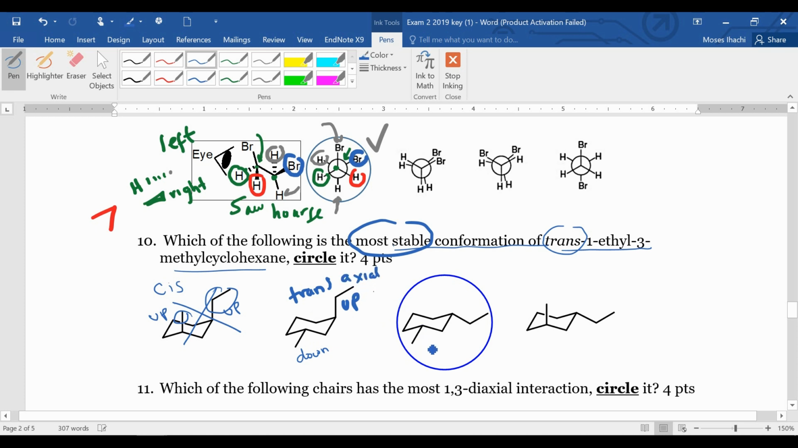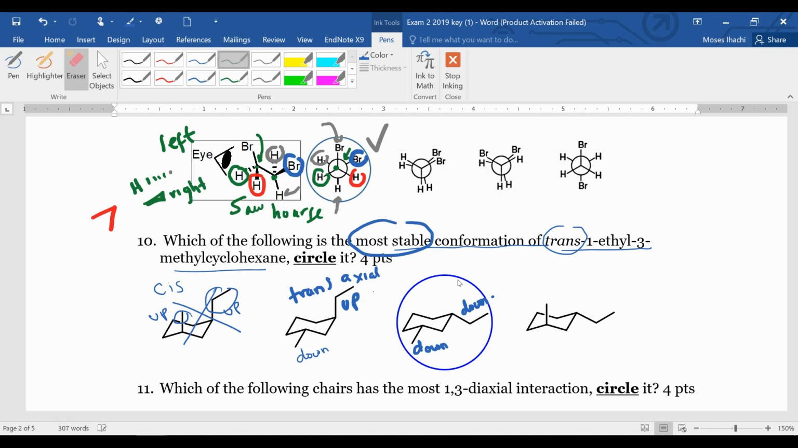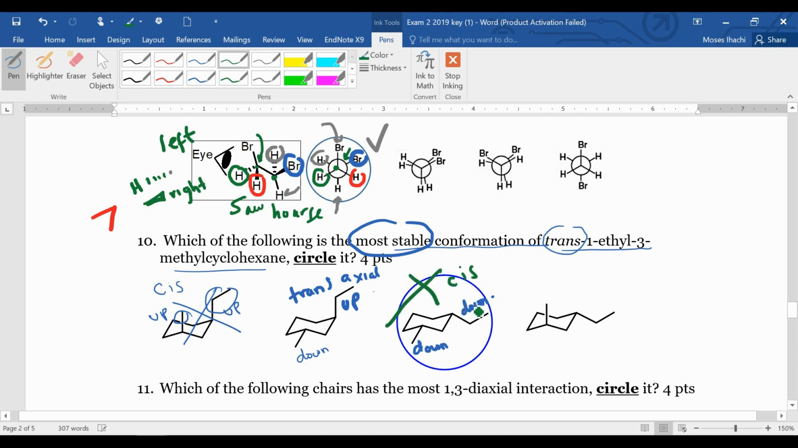Here, let's see. Here the methyl is down. Here the ethyl is down. So this one is a cis. I wanted to tell you about this because I know I marked this. I regretted this question. This one is a cis. Okay, so we are looking for the trans. So really, this is not the answer. That's why I picked this test, so that I will correct this question. This is not the answer.